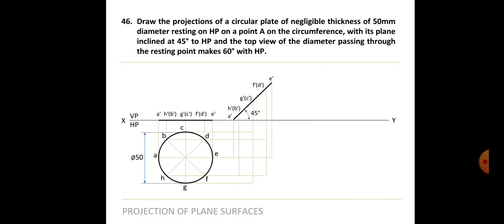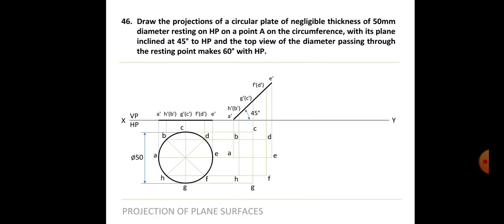So the points where A and A dash meet, that is A. The points where B and B dash meet, that is B. Where C and C dash intersect, that is C. So we have to see it very carefully. Where is A dash line and where is A line? Where is it intersecting? The intersection points are the corresponding points A, B, C, D, E, and so on.